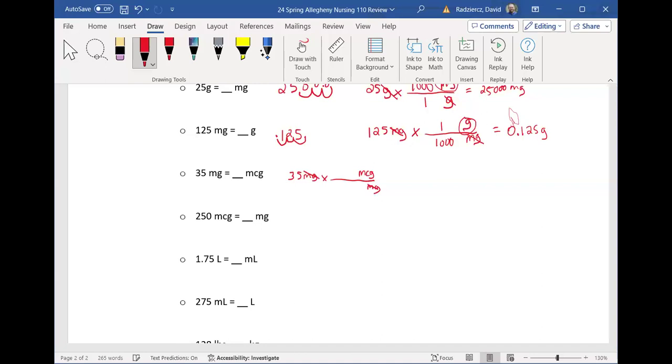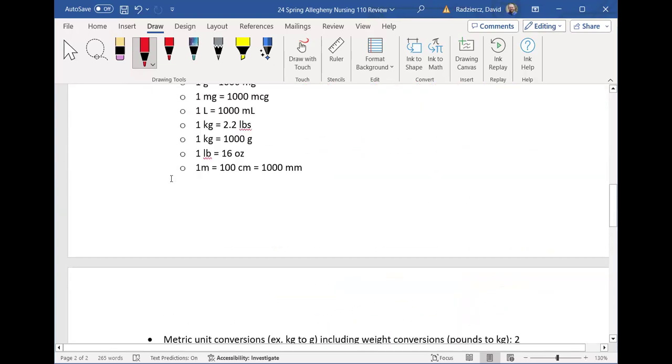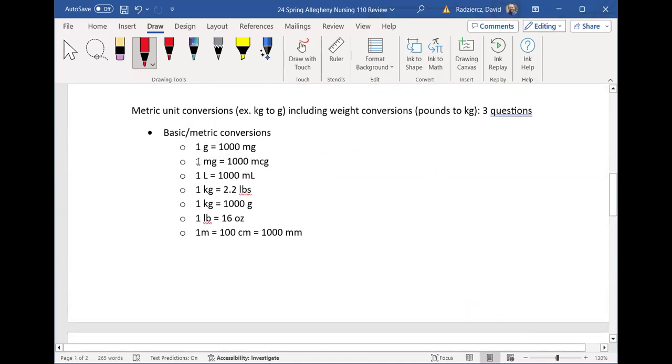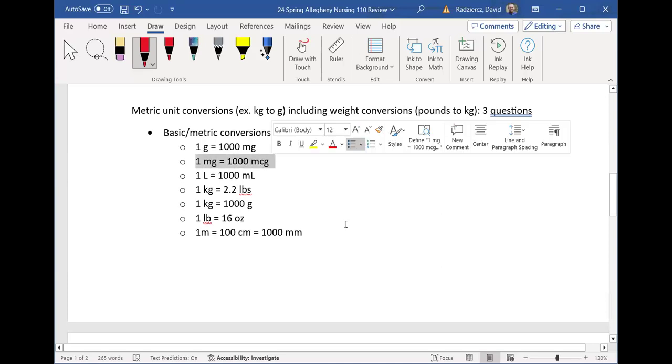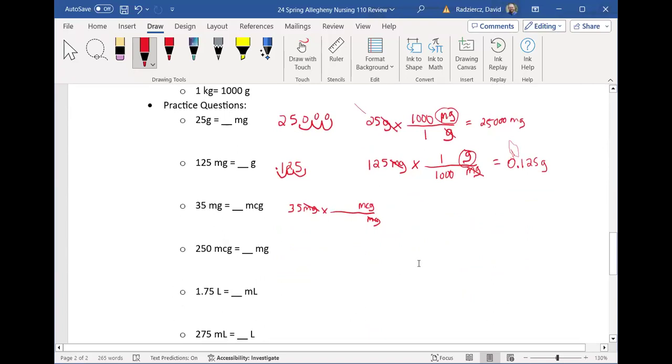And the next question is, do I know that conversion? And the answer to that is yes. I know that 1 milligram is equal to 1,000 micrograms. And if you need to see that again, remember it was up here, 1 milligram, 1,000 micrograms. Okay, so remember, you need to have those memorized. You need to know what those are. All right, so 1 milligram, 1,000 micrograms.